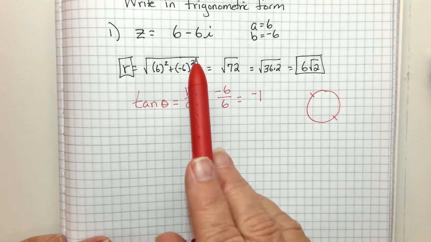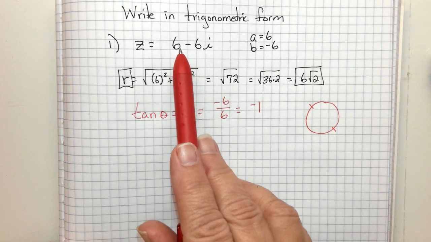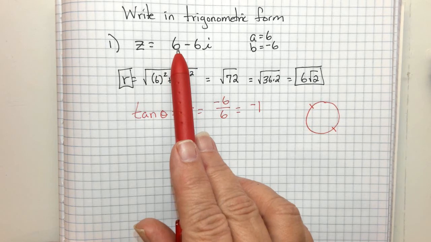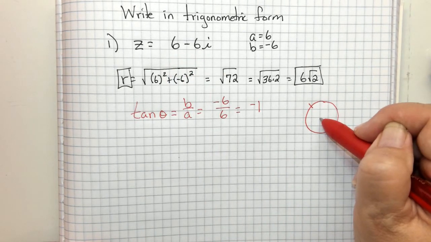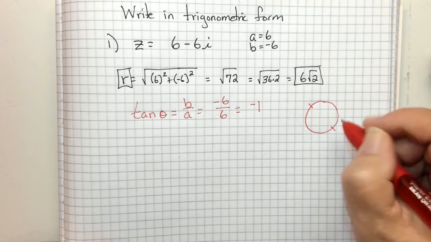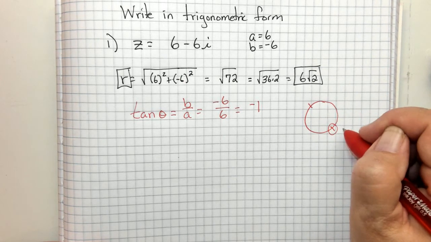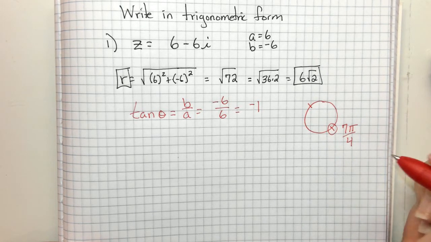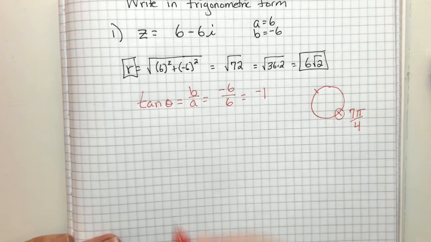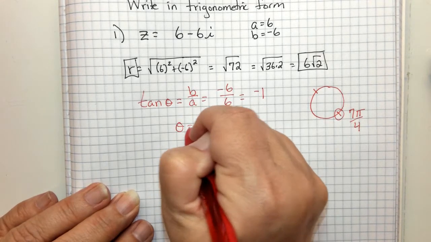But let's go back to our complex number. It is 6 on the real axis and -6 on the imaginary. So that is going to the right and down. So this is our trig value, which is 7 pi over 4. So that's our value for theta.